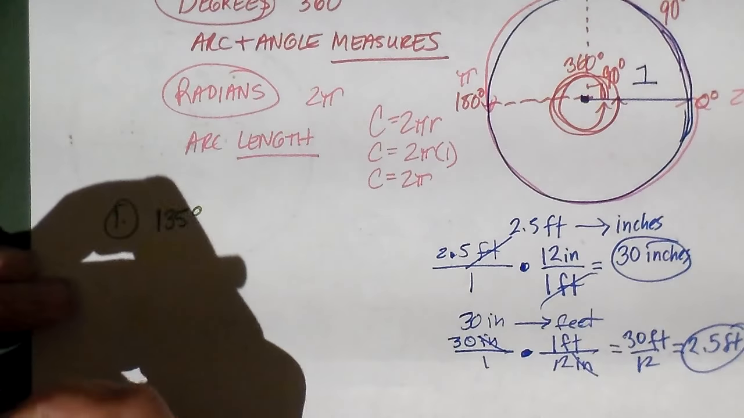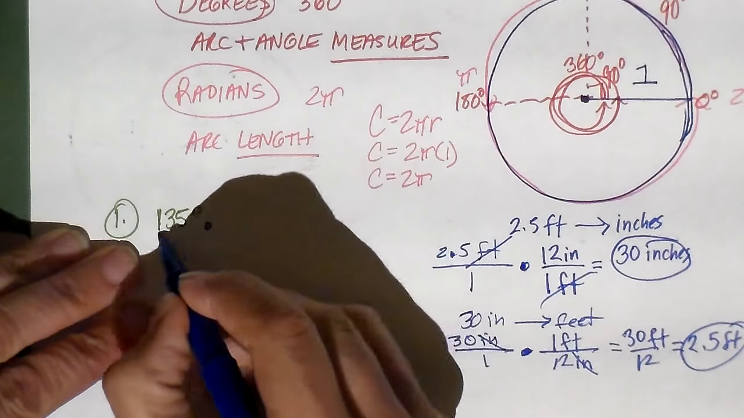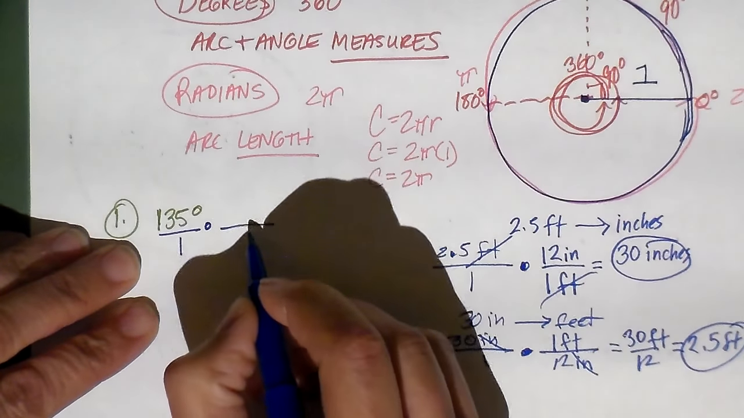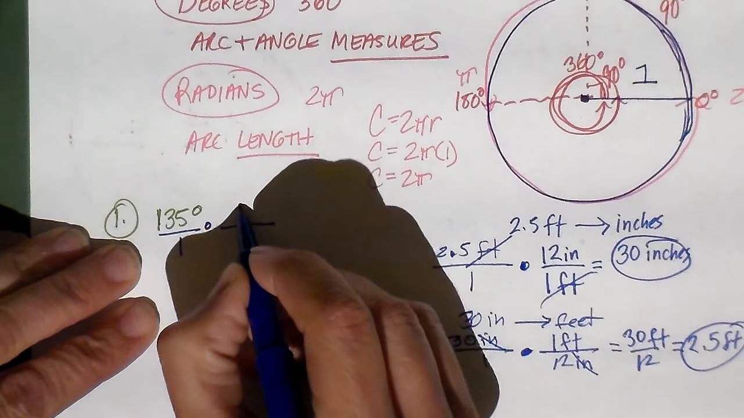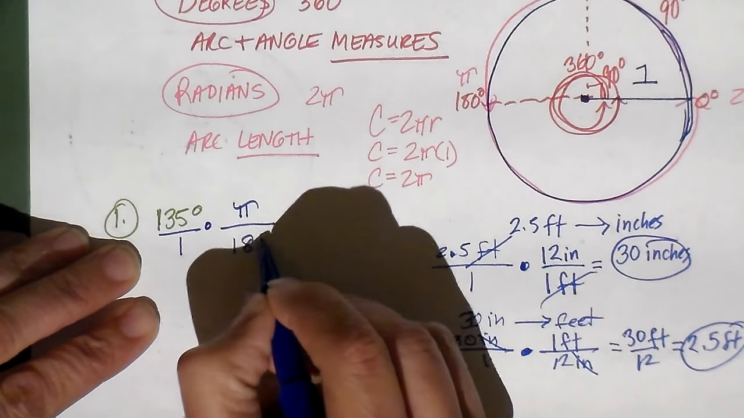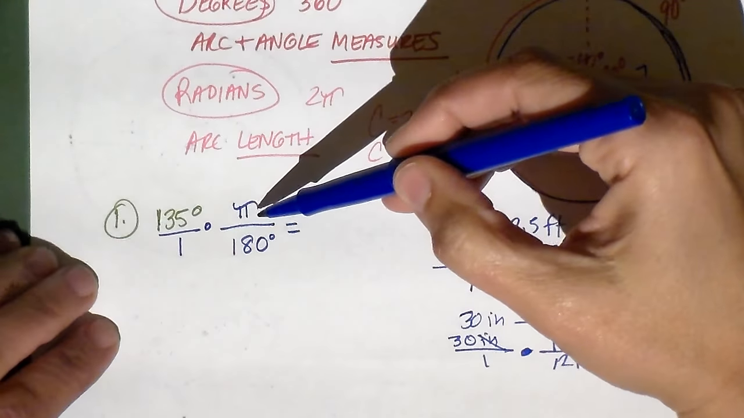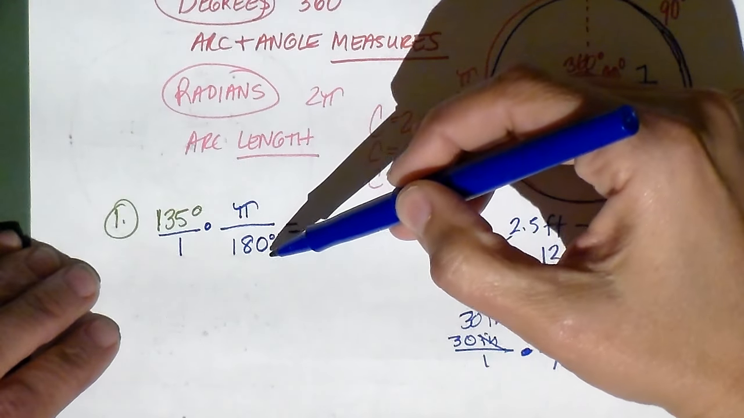Well, let's use conversion factors over here. I'm converting from degrees to radians, so what I'm converting from needs to be on the bottom. I'm going to multiply by pi over 180. Now, why would I do that? Well, because there's pi radians in every 180 degrees.